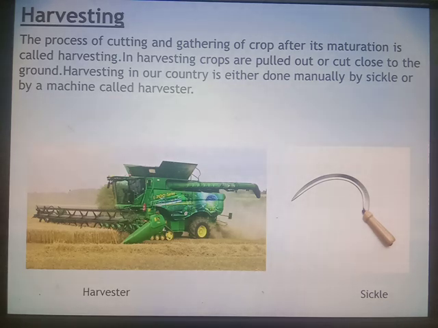We have some harvesting festivals also, like Baisakhi, Bihu, Pongal. These are all the harvesting festivals which celebrate the hard work of farmers.